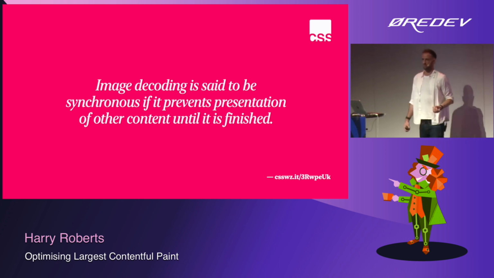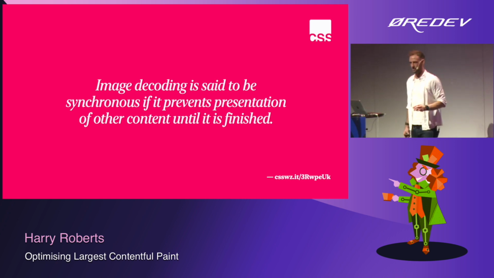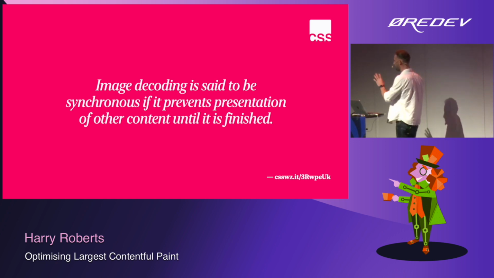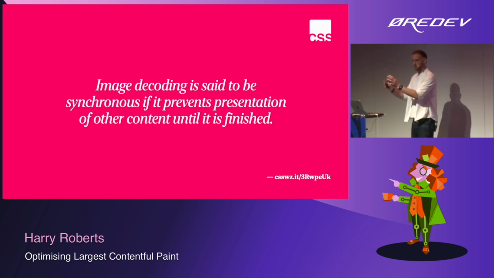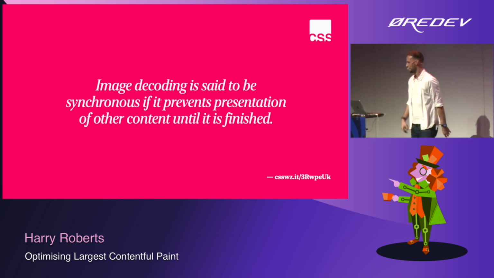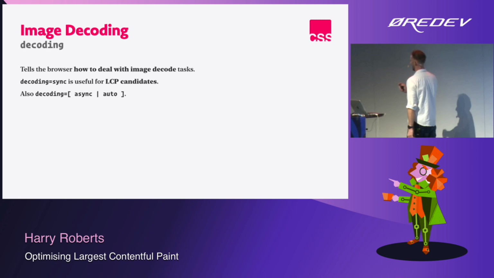Now, reading this, I see the word prevents, and I think, oh, this sounds like a bad feature. The word prevents isn't really good vibes, right? I don't want to prevent anything. But when you think about it, maybe this is useful if we prevent other content in favor of the image. So I made a simple demo, a simple test case.